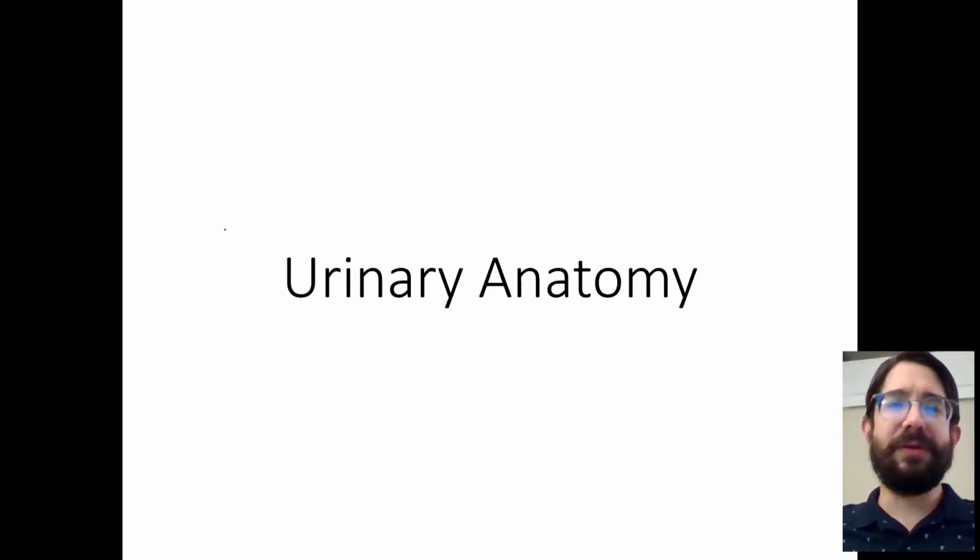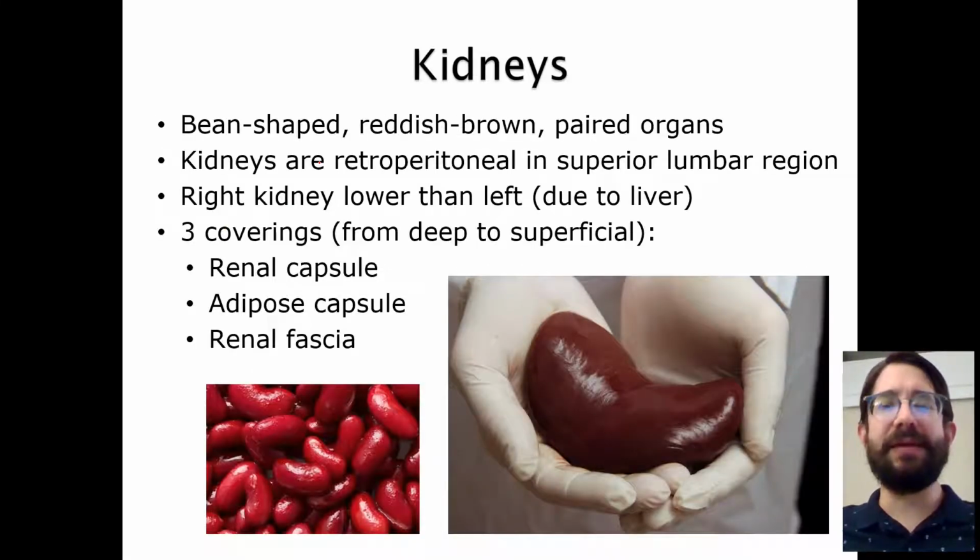Okay, so now let's start to name parts of the urinary anatomy, starting with kidneys, bean-shaped, reddish-brown. You've got two of them. They're retroperitoneal, so they're behind that serous membrane that helps provide a friction-free environment for your stomach and intestines. And they're in your superior lumbar region.